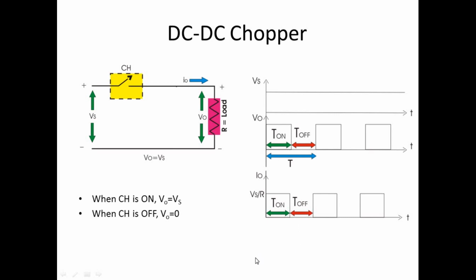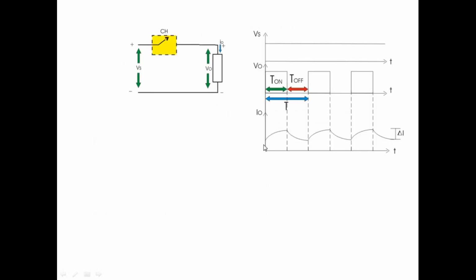And if you are using an RL load, when the output voltage is constant, the voltage across the load will be constant, so the current will be increasing exponentially. And if this voltage is 0, the voltage across the load is 0, and the current will be decreasing, since the energy stored in the inductor has to decrease. During the on period, the switch will be on, so this current increase will be through this switch.